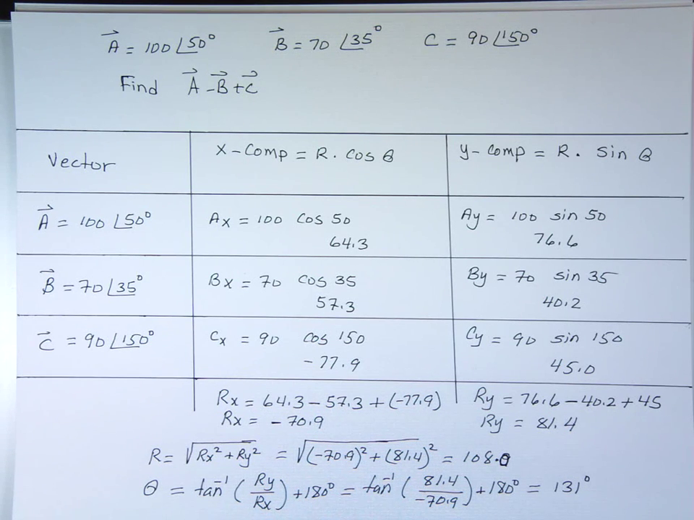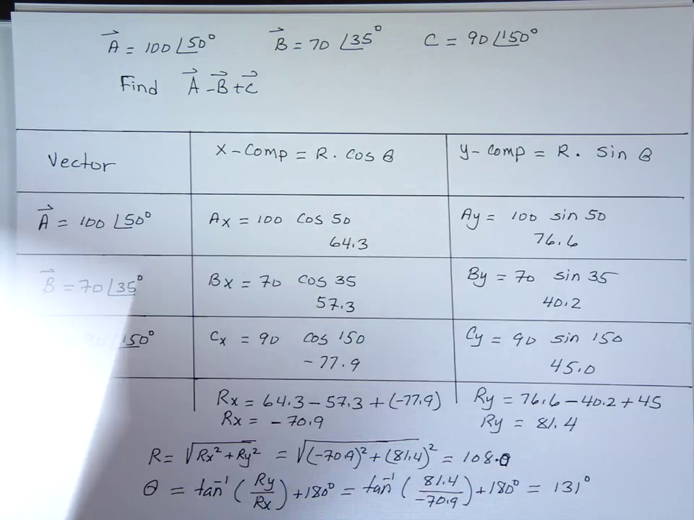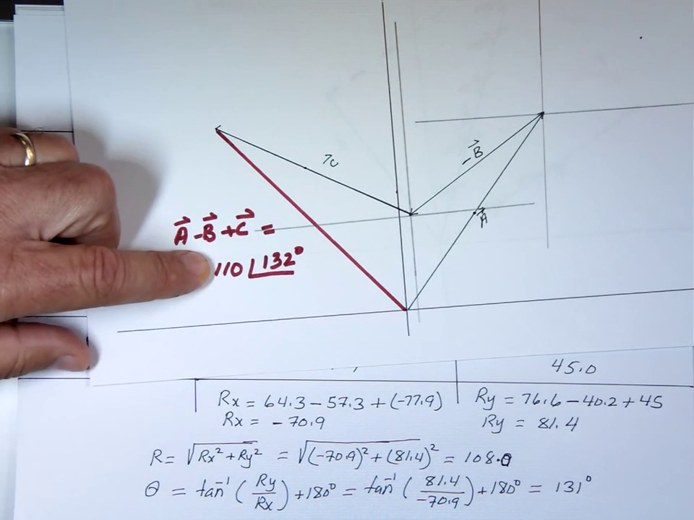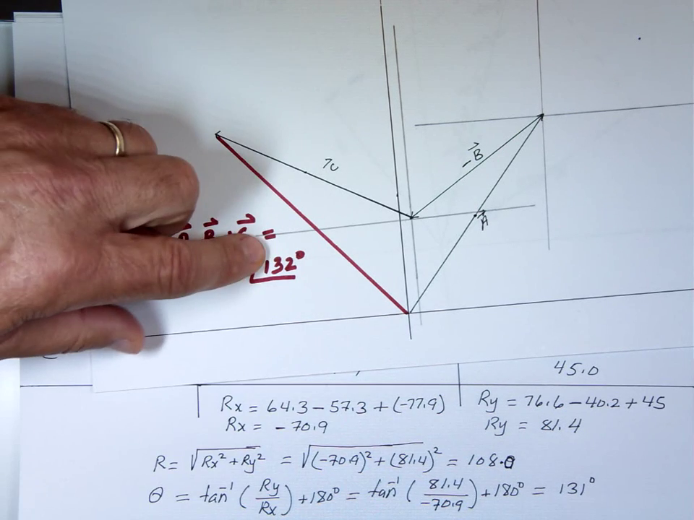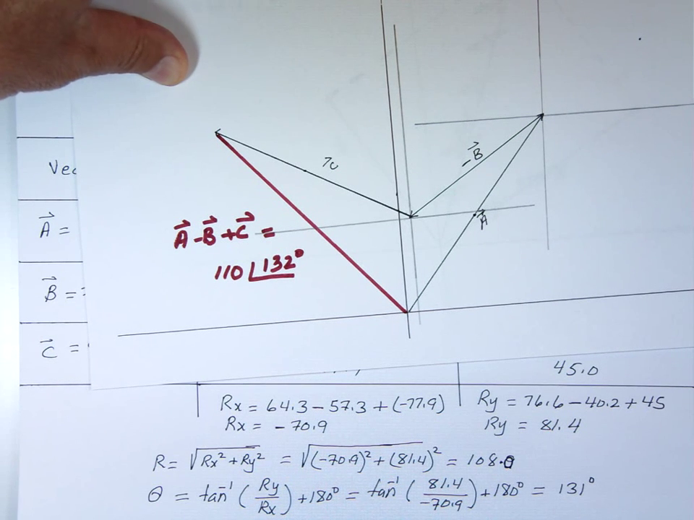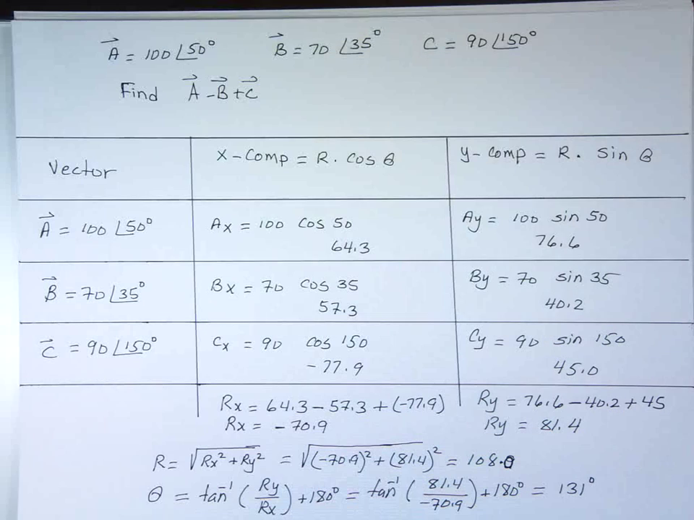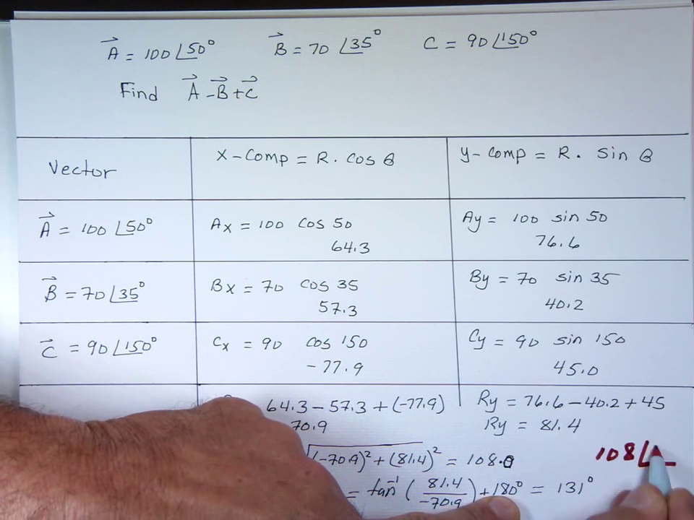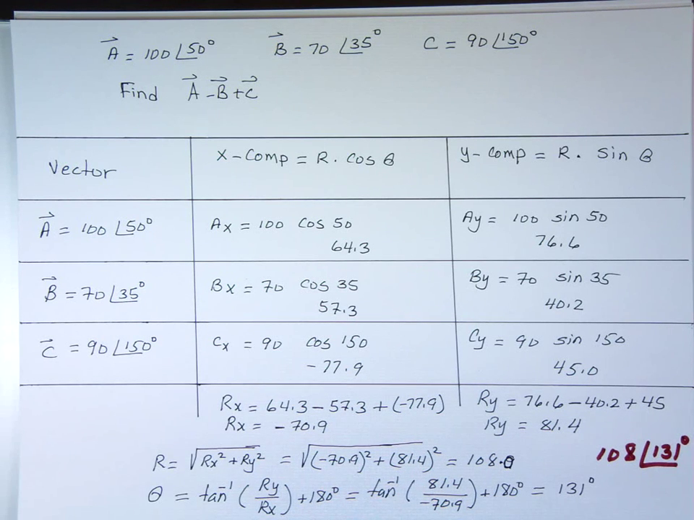Let's see, what was it? I can't remember. Uh-oh. I got 110. It's 108. I got 132. It's 131. So graphically, I was almost right on the money. Just a hair off, less than 1% off. Usually we allow you up to 5% error in the lab. So I'm 1% error here. So the correct answer is 108 angle 131 degrees when you add A minus B plus C. And that's how we add them, not graphically, mathematically using components or trig.